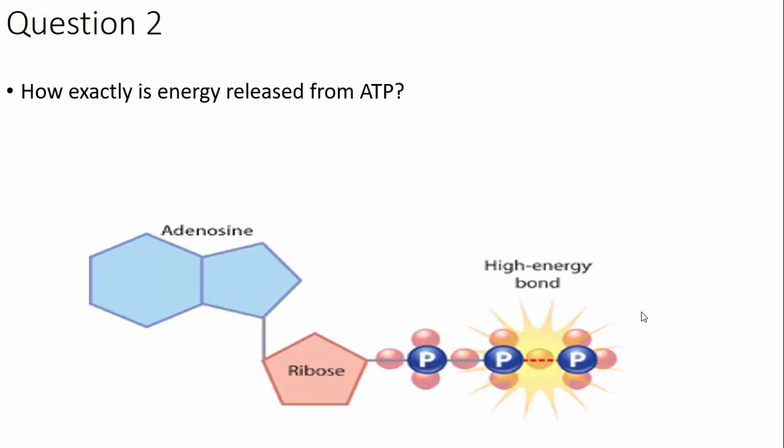All right, number 2. So how exactly is energy released from ATP? It's when a phosphate group is removed. So here we have ATP, the adenine, the ribose, and the 3 phosphate groups. And when the bond is broken between the 2nd and 3rd phosphate group, and this one here is removed, the energy is released.